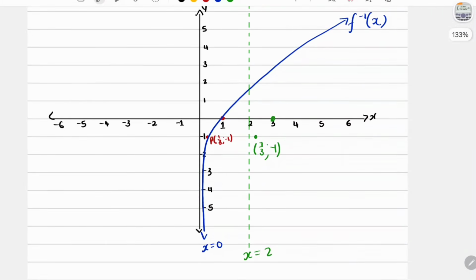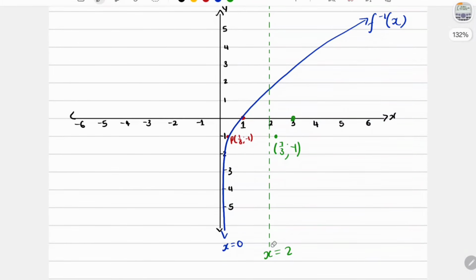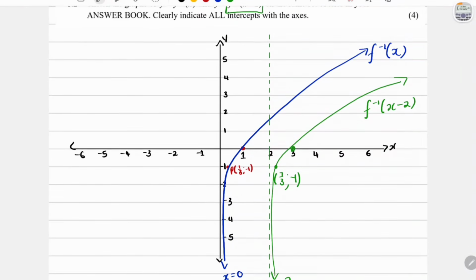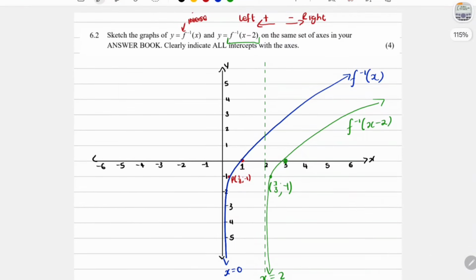And so our graph is just going to do the exact same thing. It's just going to do that using this as the asymptote. So it's going to look like that. It's going to be coming from here, increase, and then shoot like that. Okay, so that is your f negative 1, x minus 2. There we go. So these are your 2 graphs, and that's what it's going to look like.